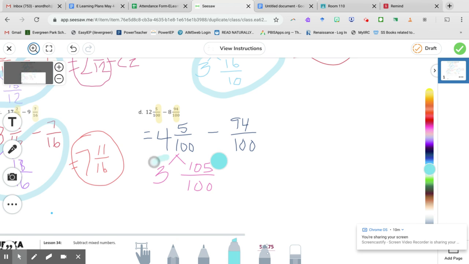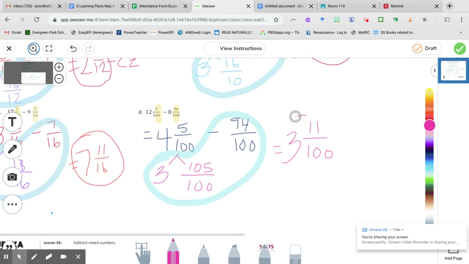And now in turquoise, I can circle here what I have left. So I have 3 and 105 100ths minus 94 100ths. So 3 minus nothing is 3. And then I have 105 minus 94, and I'm left with 11. 3 and 11 hundredths, and I circle my answer.